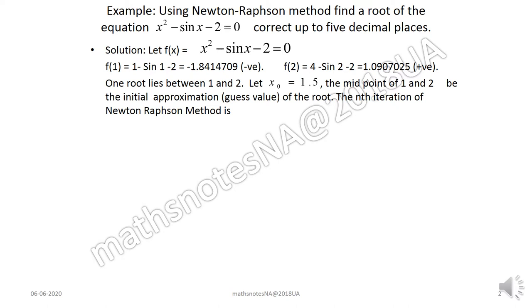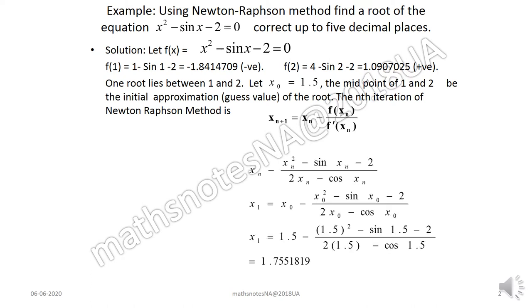the root, and we use the nth iteration Newton-Raphson formula, which is xn plus 1 is equal to xn minus fxn upon f dash xn. We substitute values on right hand side, and so we see xn minus, here we put fxn, it means function value at xn. So xn square minus sin xn minus 2 upon derivative of function. Derivative is 2x minus cos x. So we put 2xn minus cos xn.